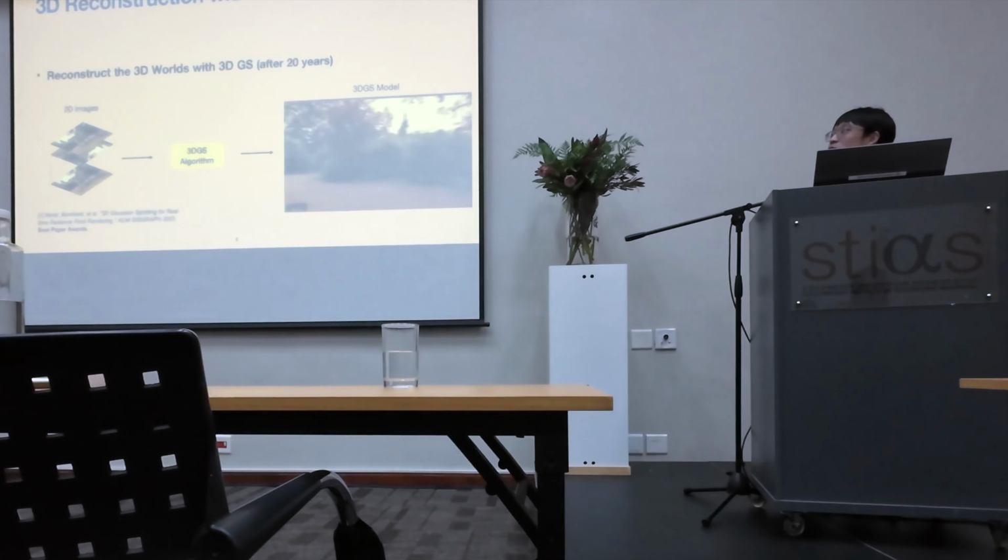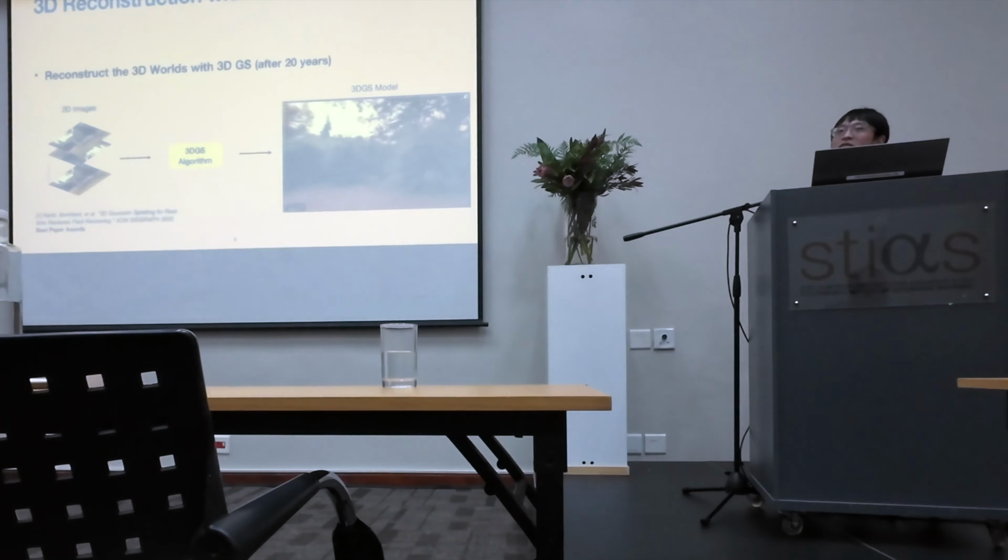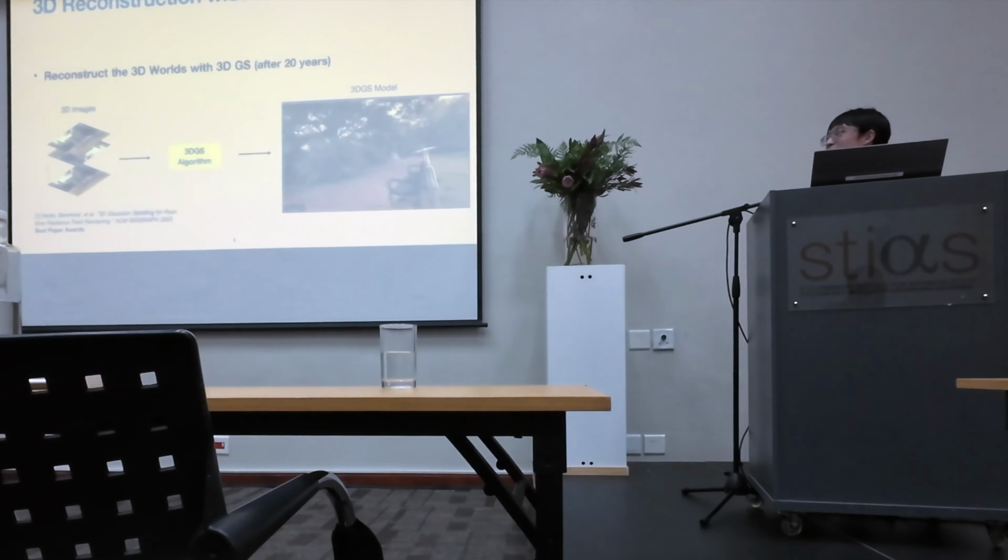And 20 years later, there was a group who tried to reconstruct the 3D world with 3D Gaussian splats. They published their work at ACM SIGGRAPH 2023, and they received the best paper award. Their method is actually not related to our work. They basically proposed a 3D Gaussian splatting algorithm. The input is a set of images, and by using this algorithm, they can construct the 3D world using the 3D Gaussian splat representation.